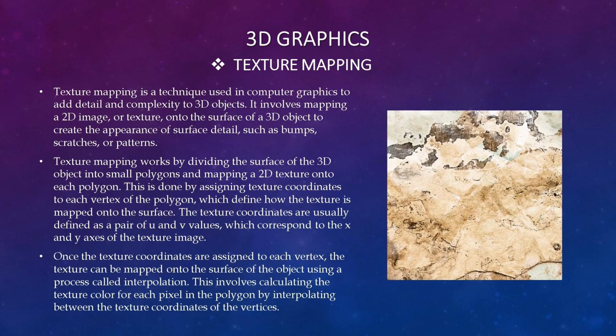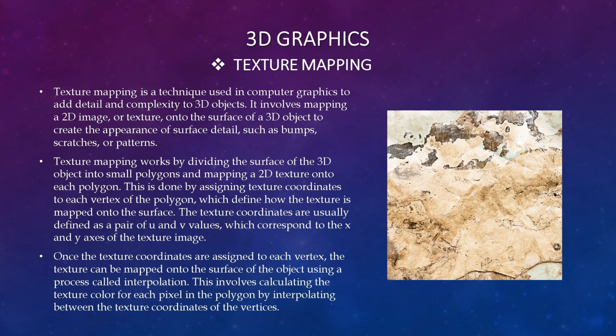Texture mapping is a technique used in computer graphics to add detail and complexity to 3D objects. It involves mapping a 2D image or texture onto the surface of a 3D object to create the appearance of surface detail, such as bumps, scratches, or patterns.